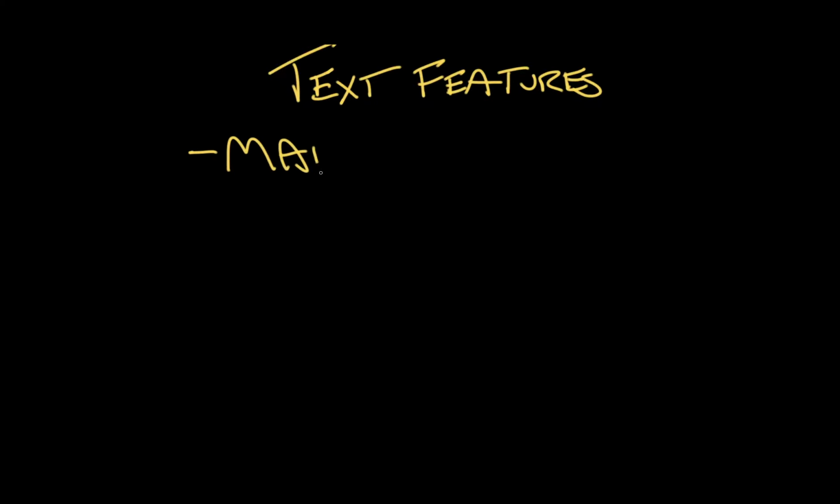Hello readers, today I'm going to be talking about text features, which is to say the parts of a text that aren't just words. So what's a good example of a text feature? Well, let's start with, say, a map. Maps are a great example of a feature of the text that isn't made up of words.